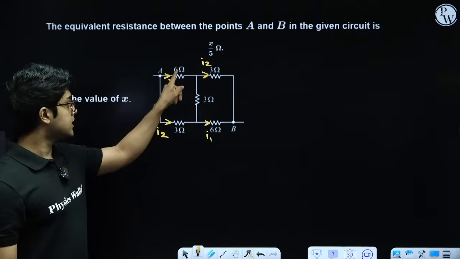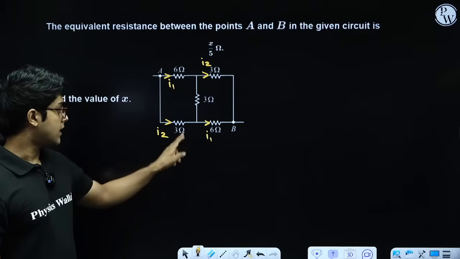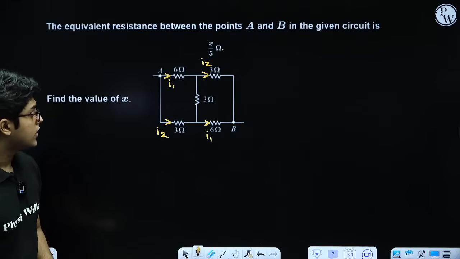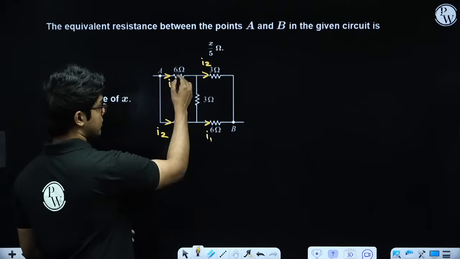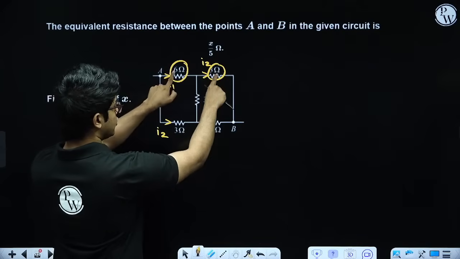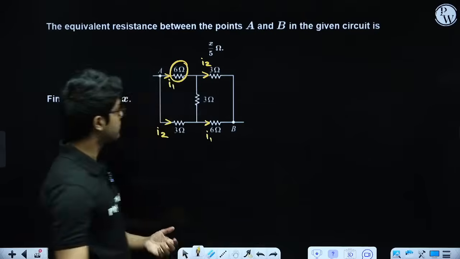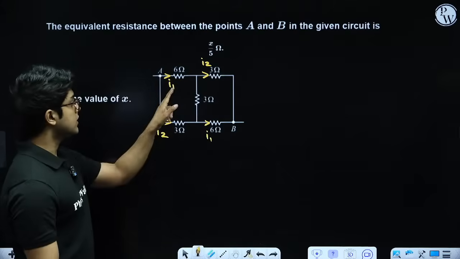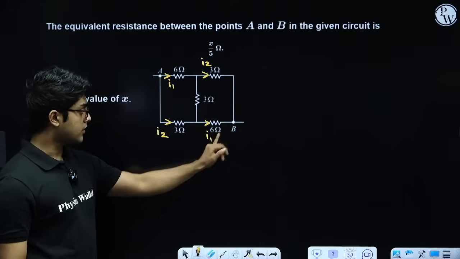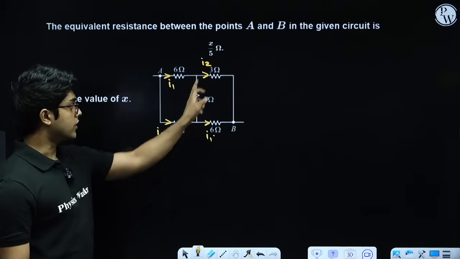So in this 6 there is I1, then in this 6 also it is I1, and in this 3 it is I2, and in this 3 also it is I2. This is only true for this type of circuit where we have 6 and 3 above, so R1 and R2, and R2 and R1. If you get those types of circuits, then you can apply this logic. So the entering current is I1, the exiting current is also I1 on the same resistor, and similarly over here also.